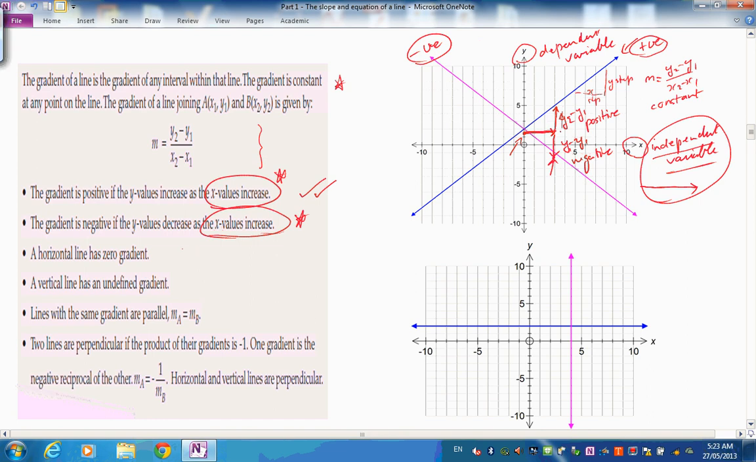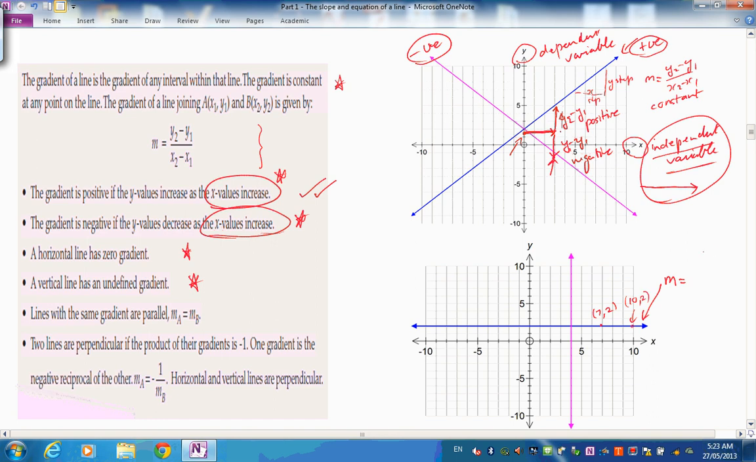Let's have a look at these two down here now, a horizontal line and a vertical line. Let's have a look at the horizontal line. That's this one here. It's parallel to the x-axis. Now let's try to work out its slope or gradient. All right, let's take a point on the line here. So there's a point. This is the point 7, 2, and then a point out here maybe. This is the point 10, 2.